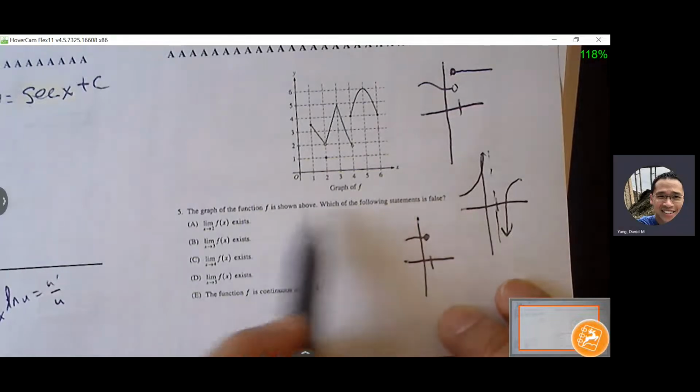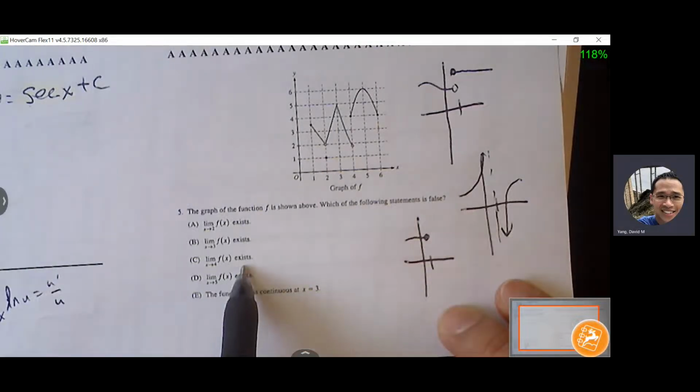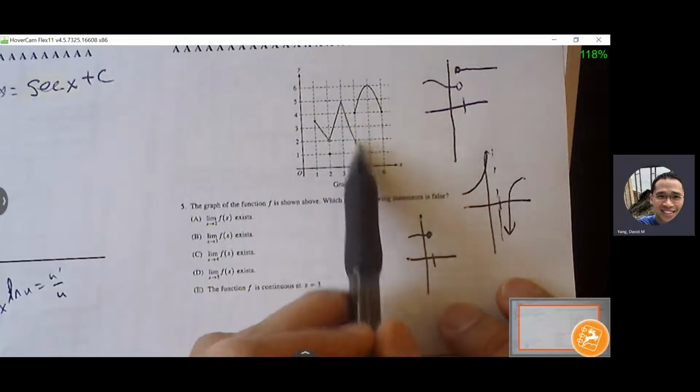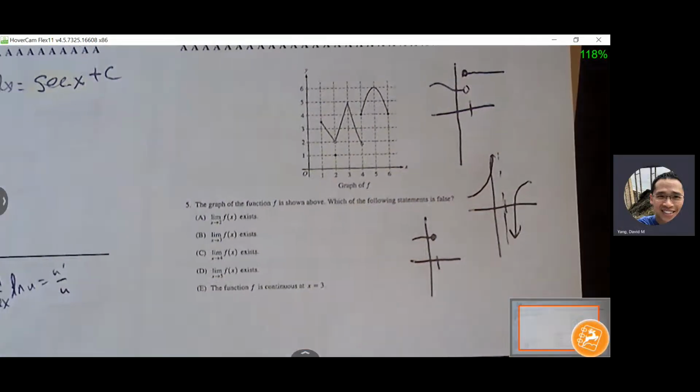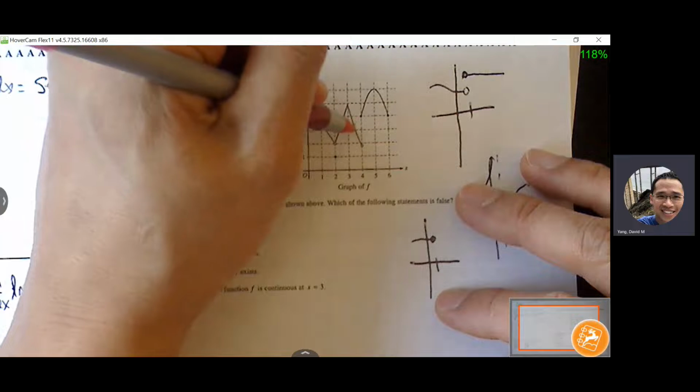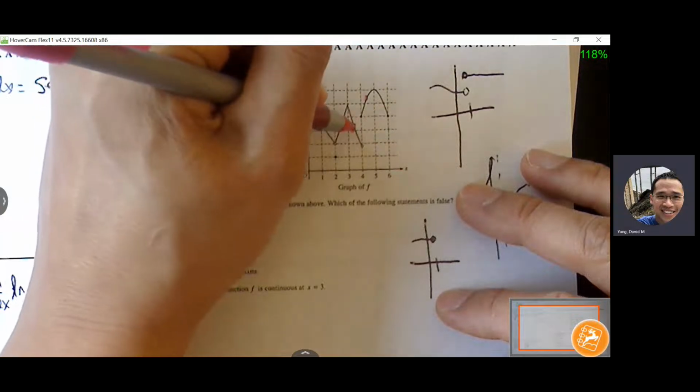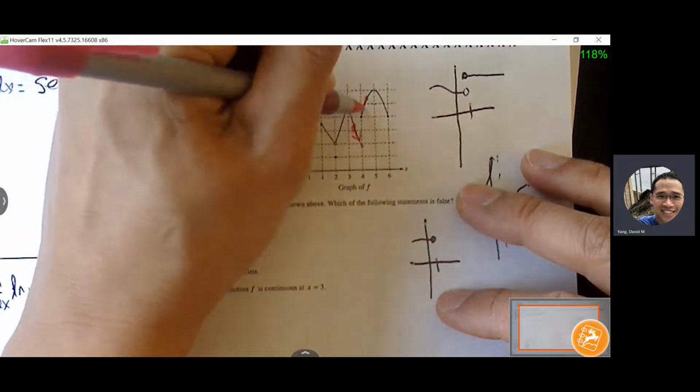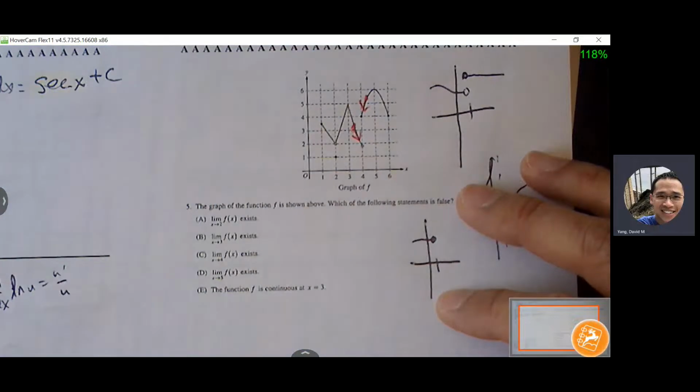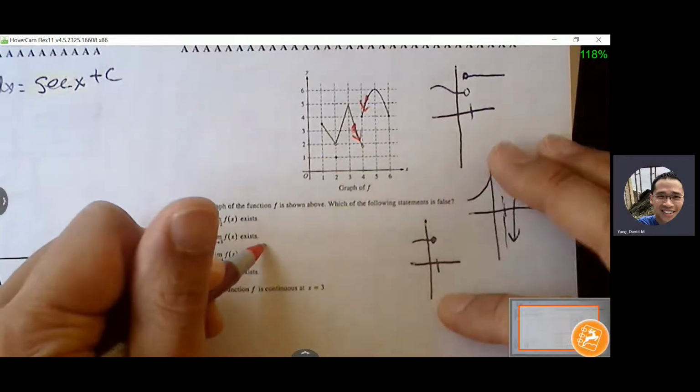So which of the following statements is false? We know that approaching 4, right? If I pick points on either side of 4 and I draw an arrow towards 4, I can see that my arrows are not headed towards the same y value. So therefore, the limit as x approaches 4 would not exist. It would be false.